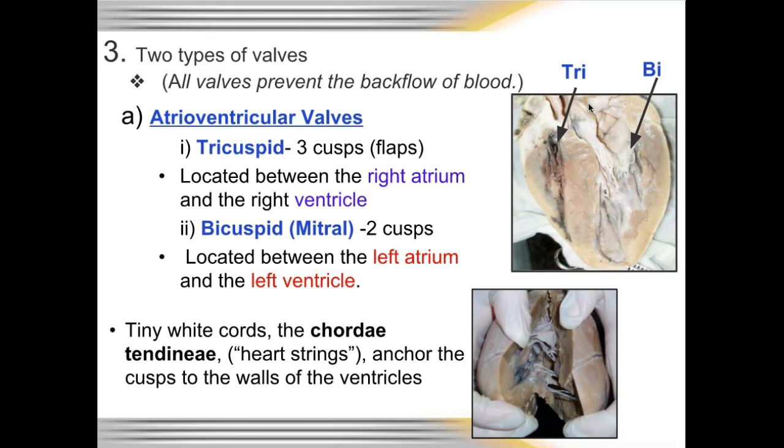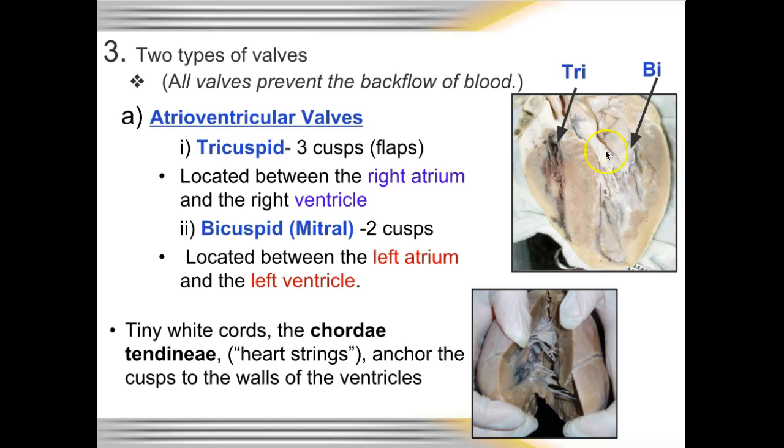So the first two we'll talk about are atrioventricular valves. And hopefully you notice that both atrium and ventricle are in these words. So this is separating the atrium and the ventricle. On the right-hand side of the heart, you have the tricuspid valve. Cusps might also be called leaflets or flaps. So on the right side, you have 3 flaps, so it's a tricuspid. And then blood will enter from the atrium through the tricuspid into the right ventricle.